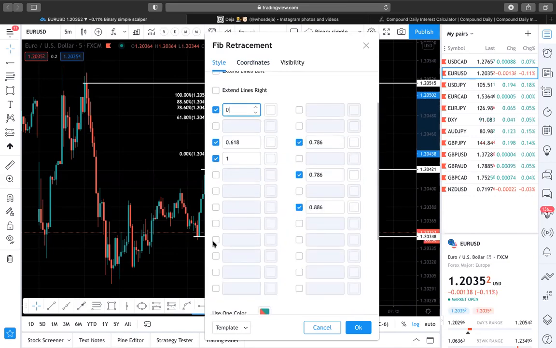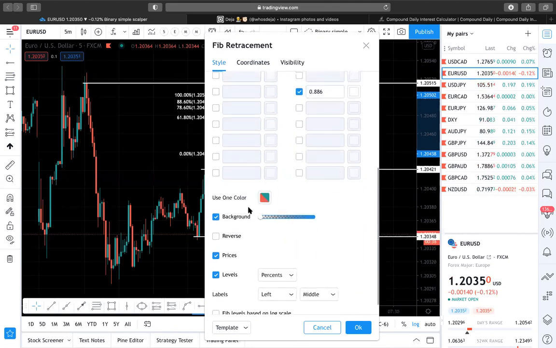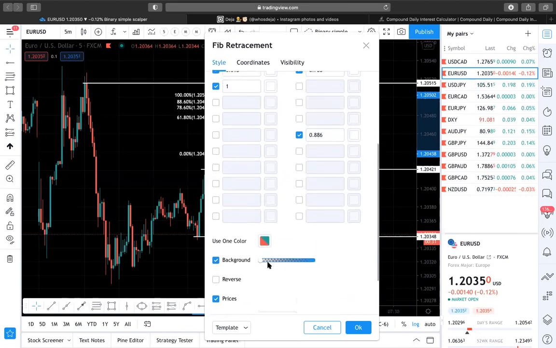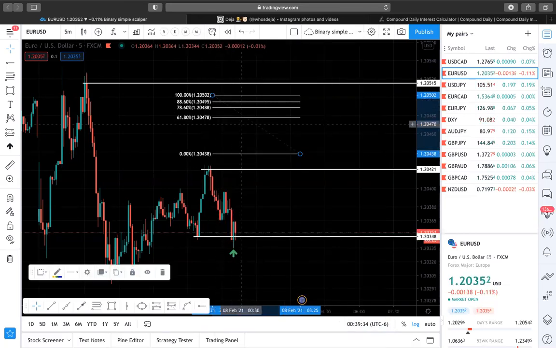I don't know if that matters, but for my percentages, I have 61.8%. You just do 0.618. Then 0.786 is 78.6, and then you have the 886. I have mine show as percentages and not as values. It doesn't really matter, it's just personal preference. Mine is one color, no background, which just makes it look cleaner. All right, that's how I do it.